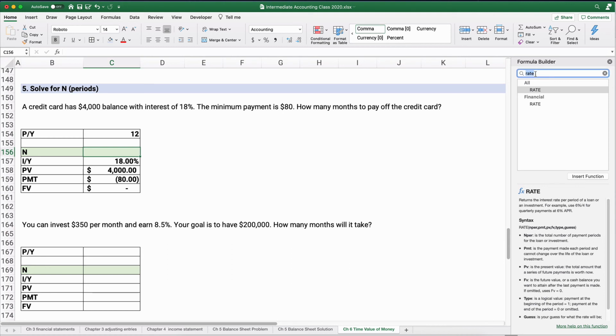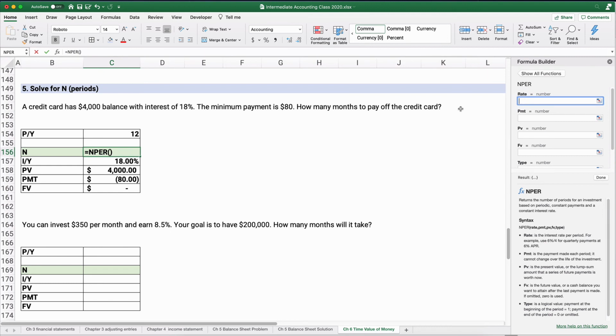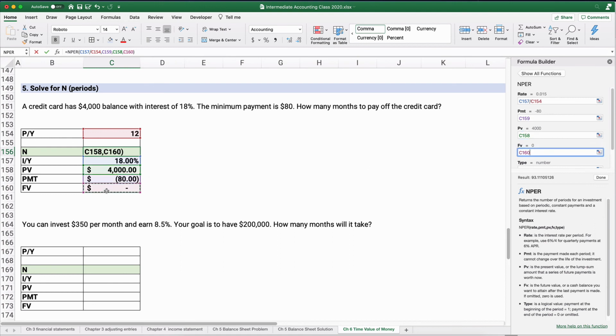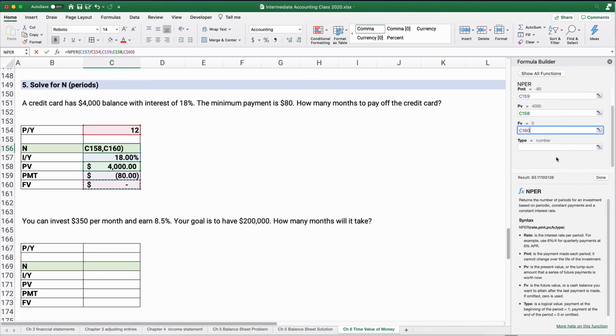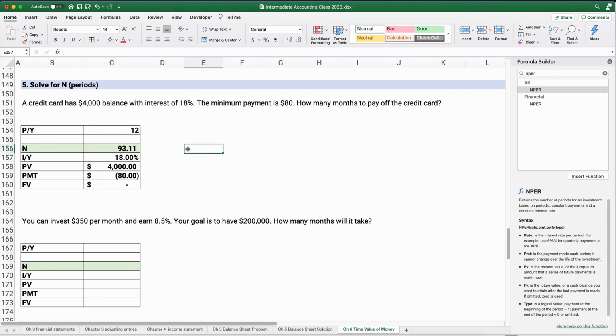This one is going to be called NPER for number of periods. So the rate is 18%, but it's monthly, so divided by 12. The payment we're going to make is a negative 80. The present value is 4,000 positive. The future value is going to be 0. The type, payments happen at the end of the period, so that's 0. So it's going to take 93 months.